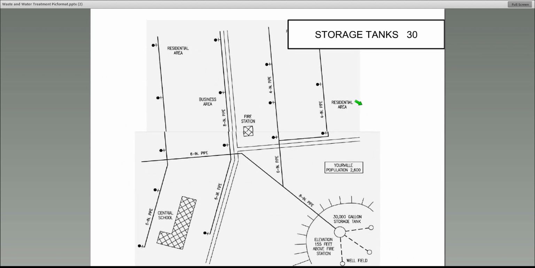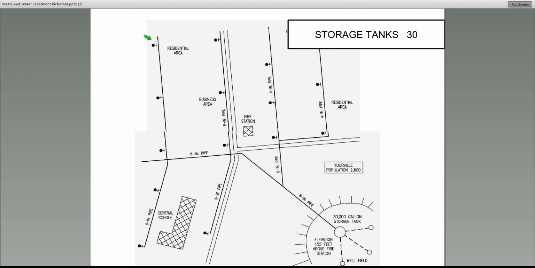Your treatment plant would probably be on this side of town. Let's say if this is north, the northwest side of town would be the treatment plant. The storage tank would be on the opposite side of town at a higher elevation. This allows you to have fire protection and also a supply of water in the case of emergency, or basically just everyday water.